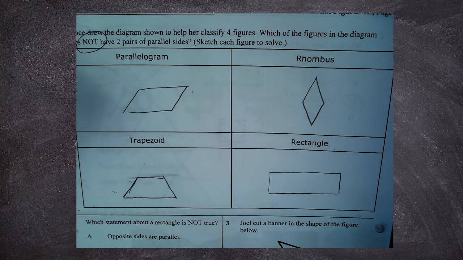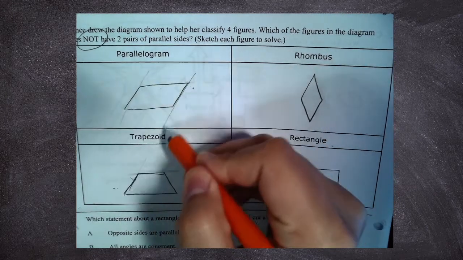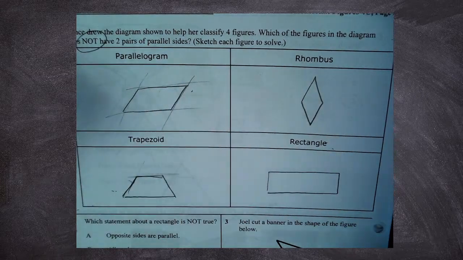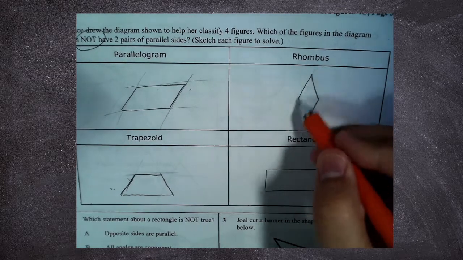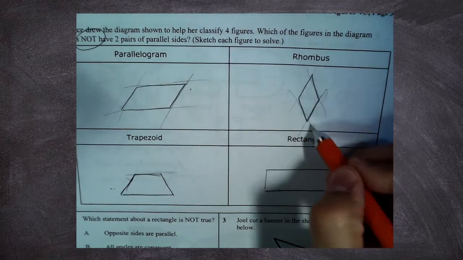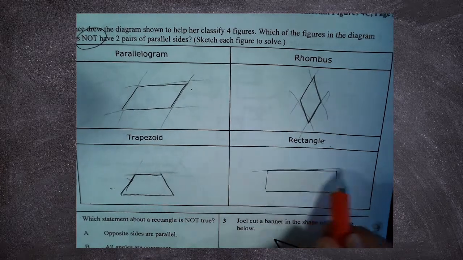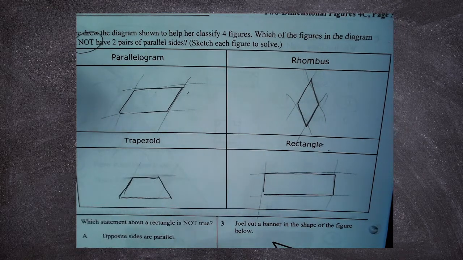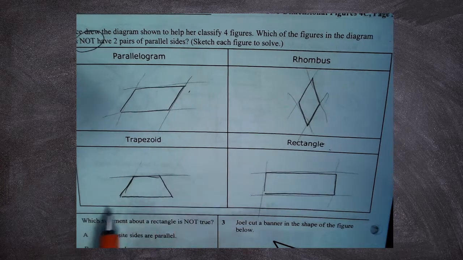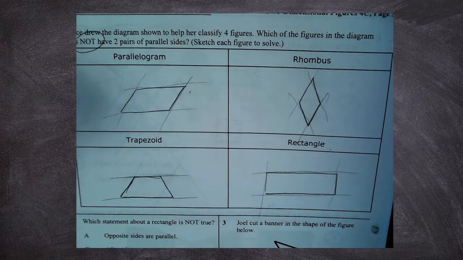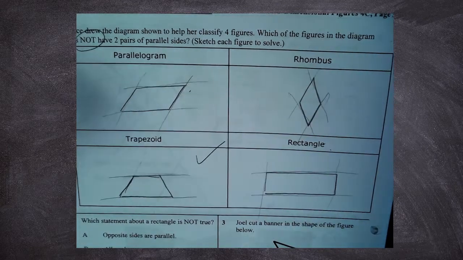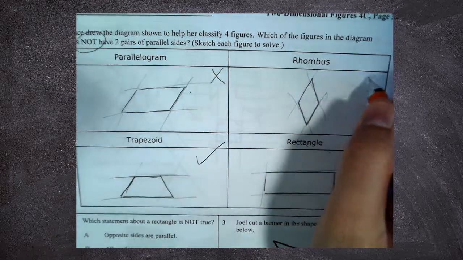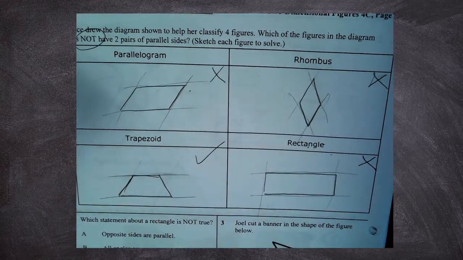Trapezoid. The trapezoid. The parallelogram has the left and the right, the top and the bottom. The rhombus, it's a little bit tougher with this one, but got two sets of left and right. The rectangle has the top and the bottom, the left and the side. But the trapezoid only has one pair of parallel sides, top and the bottom. The other set of sides are not parallel. Trapezoid, put a check mark there, and the other ones I'm going to put X, because all my other shapes have two pairs of parallel sides.